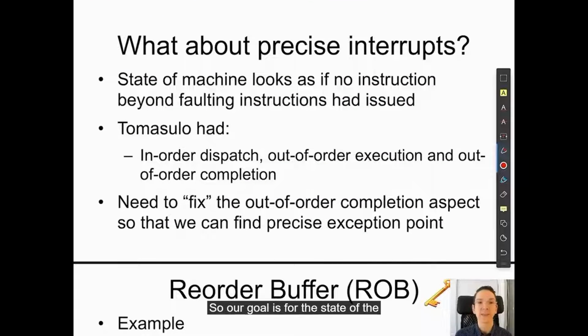So our goal is for the state of the machine to look as if no instruction beyond the faulting instruction had issued, be it an exception, an external interrupt, control misspeculation, or other forms of misspeculation. And we saw last module that Tomasulo had in-order dispatch, out-of-order execution, and out-of-order completion, or write back. And so we need to fix that out-of-order completion aspect so that we can find a precise exception point and restore the state of the processor back to that point. So I'll end this video here. In the next video, we'll cover the concepts of our solution, which is called a reorder buffer. So I'll see you there.